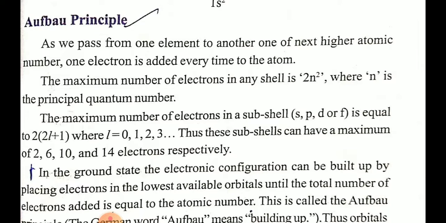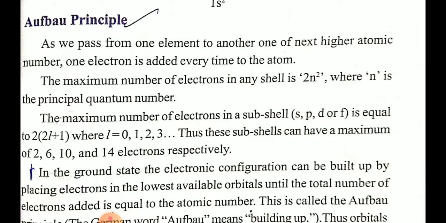For each orbital a maximum of 2 electrons. That's why n square into 2, 2n square. The maximum number of electrons in any shell is 2n square in this way. The maximum number of electrons in a subshell is equal to 2 into (2l plus 1), where the l value for the s subshell is 0, for the p subshell it is 1, for the d subshell the l value is 2, for the f subshell the l value is 3.